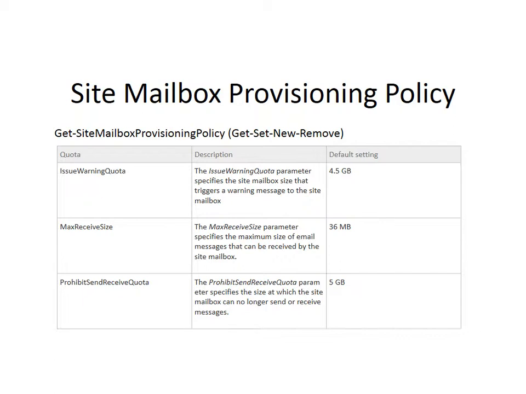By default, these values are: issue warning quota default value is 4.5 gig, maximum receive size is by default 36 meg, and prohibit send receive quota default is 5 gig. Even if you apply quotas on your databases, if the site mailbox is in that database, they will use these values because of the provisioning policy. If you want to change the default values, you can use the set command to set the site mailbox provisioning policy according to your needs.